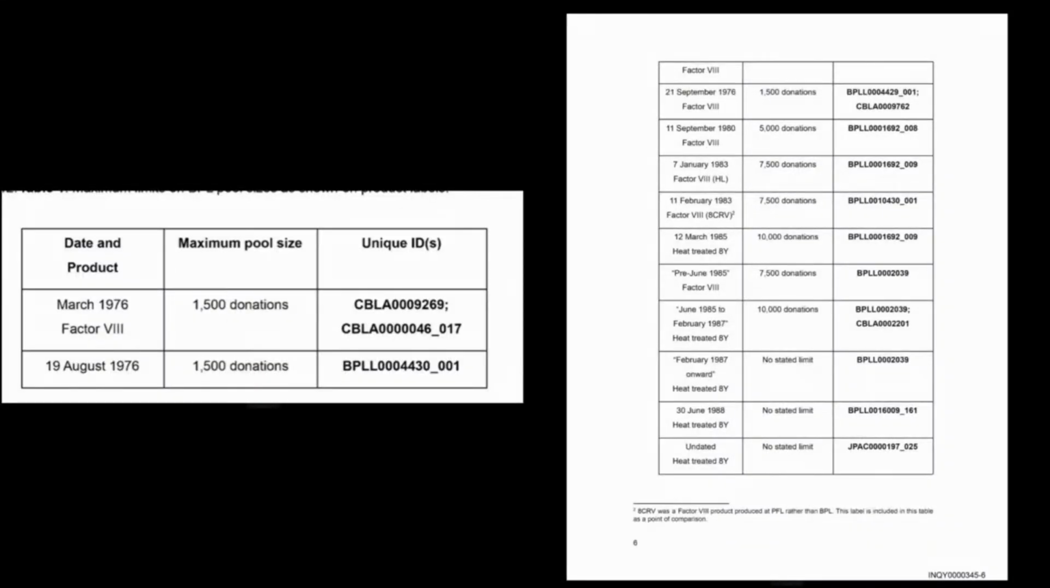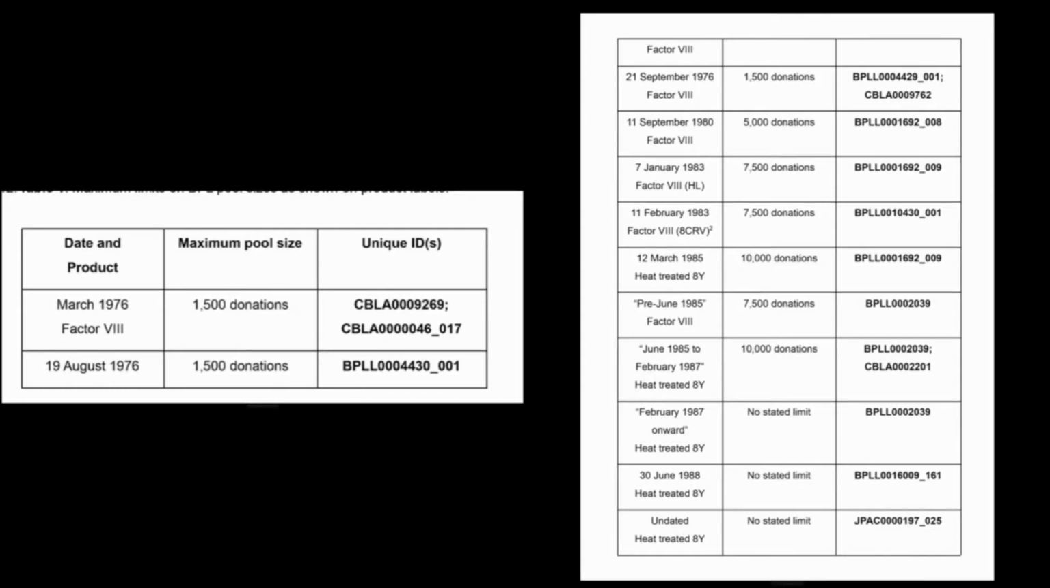This is the written presentation. The labels that I've just taken you to, and some others, are included in this table. We can see how the maximum pool size on those labels increases from 1,500 donations in the March 1976 label up to 5,000 donations on the September 1980 label, then 7,500 donations in the January 1983 label, 10,000 donations on the March 1985 label, and then from June 1985, according to the document that we saw. And then no stated limit from February 1987 onward, according to the document that we saw, and according to our own researchers, we found that on a label from June 1988.